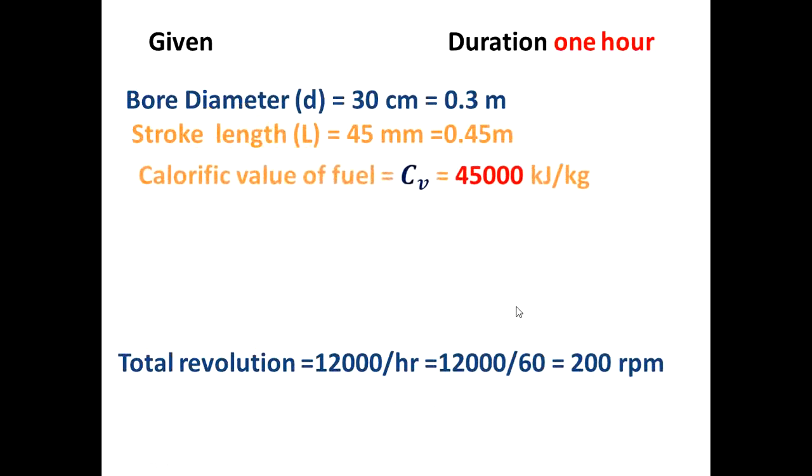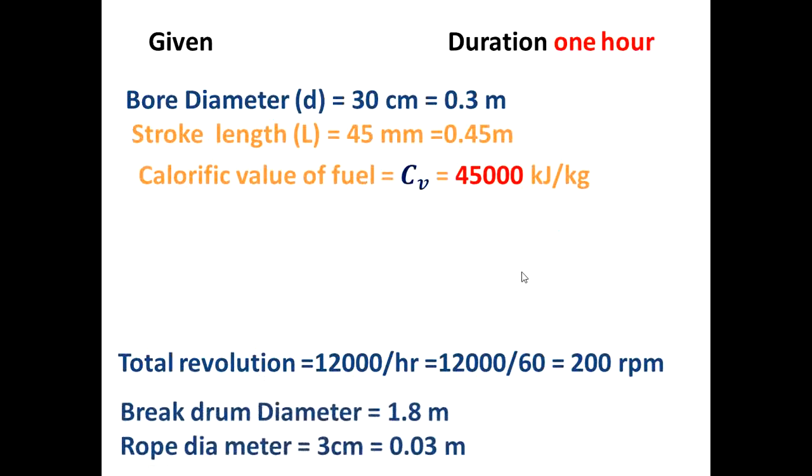Next, calorific value of the fuel is given. Usually while solving the problem, you take 45,000 into 10 to the power of 3 joules per kg. Next, brake drum diameter is given as 1.8 meter and the rope diameter is given as 0.03 meter.